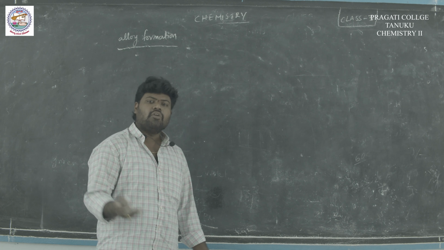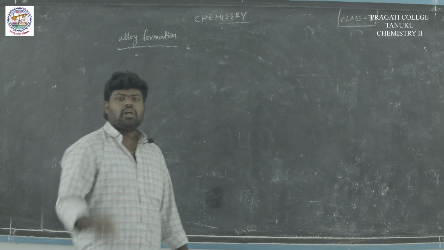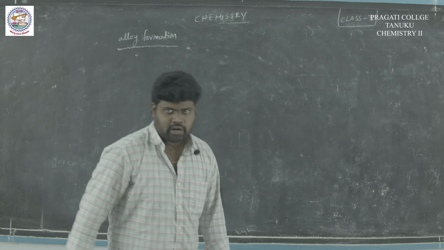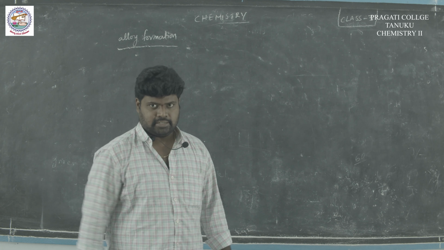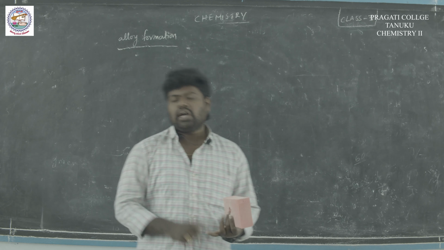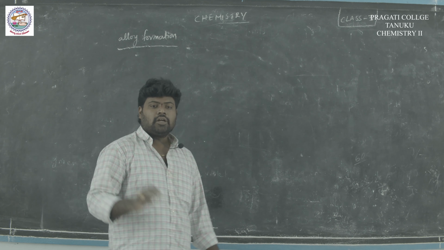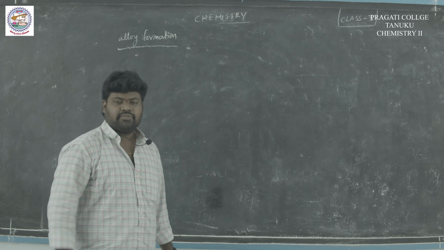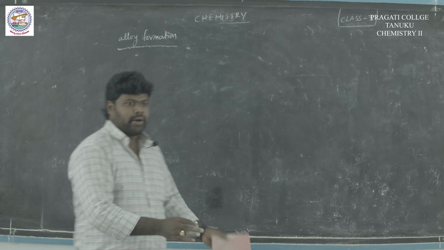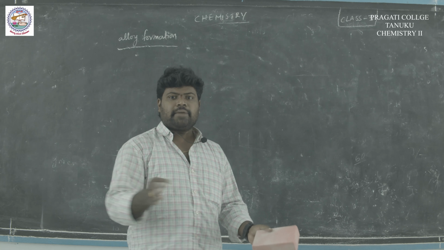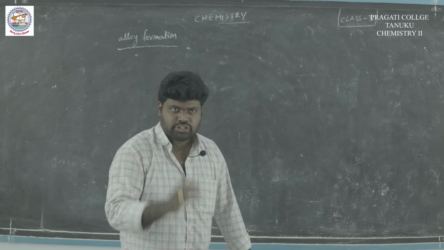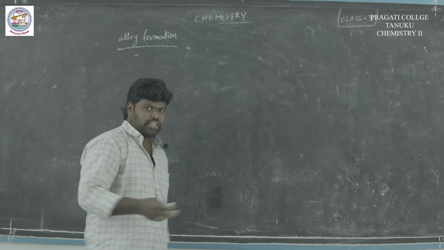Sir, what is the meaning of homogeneous mixture? For example, take a gold ornament. In a gold ornament, two types of metals are mixed. One is aurum, that means gold, and the other is copper. But both are completely mixed. We cannot identify the copper and gold individually. This completely uniform solution, that means solid solution, is called a homogeneous mixture.